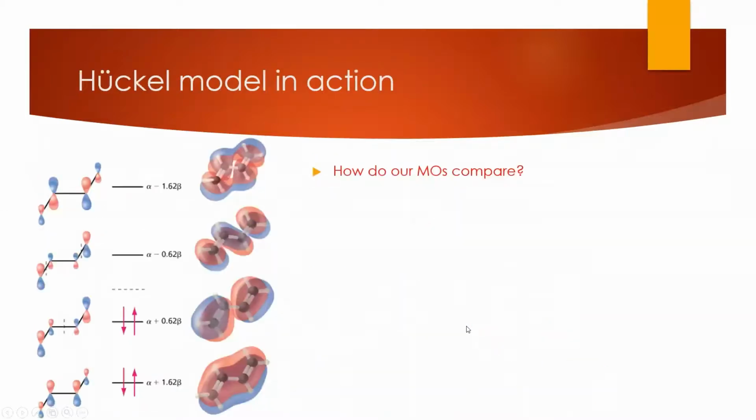And this is the solution that we get. You'll go over this in the homework, actually coming up with these values, but we get alpha plus 1.62 beta, alpha plus 0.62 beta, alpha minus 0.62 beta, and alpha minus 1.62 beta. Here alpha is a negative number and beta is also a negative number. So when we add alpha and beta together, we go down in energy, and when we subtract beta from alpha, we go up in energy. And we get these 4 orbitals.